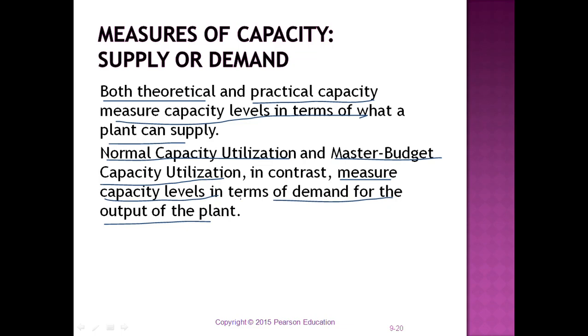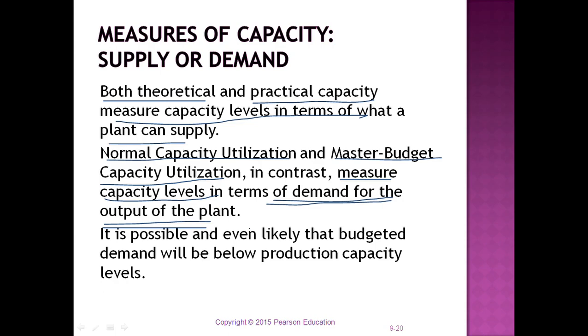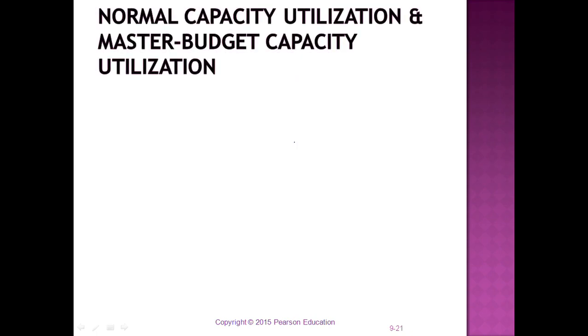So we could say that the normal capacity and the master budget capacity utilization are derived based on the demand for your output from your plant, that is, based on what your customers are demanding. It is possible and even likely that the budgeted demand will be below the production capacity, as we saw from the theoretical and practical capacity levels. Theoretical and practical is what you try to attain, or what you prepare yourself for, but what you actually produce depends on the normal capacity utilization or the master budget capacity utilization. I hope this topic is clear.